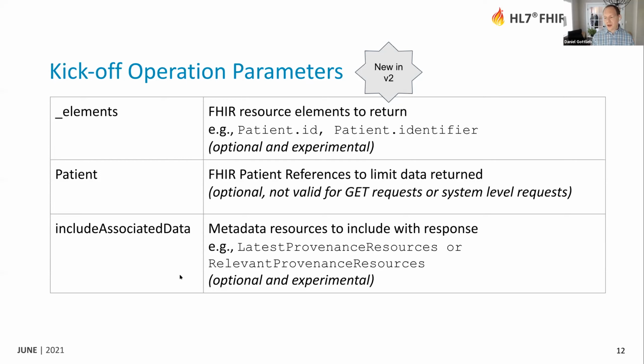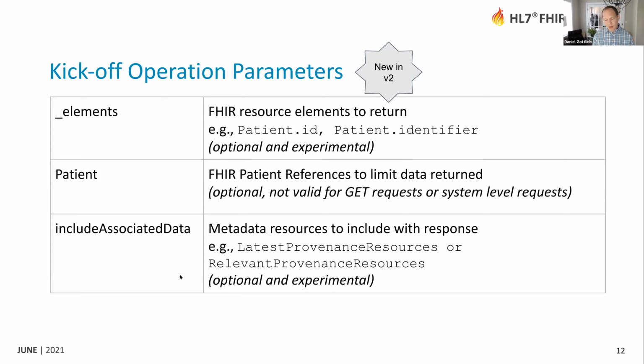And I'll talk, if we have time, a little bit about how this can be used for some different scenarios. But if a client, for example, is tracking a patient list on the client side and only wants to update data for a subset of that patient list, it can actually pass in patient IDs back to the server to filter that. The last parameter is include associated data, and this lets a client hint to the server kind of what metadata it would like along with the FHIR resources that are being returned.